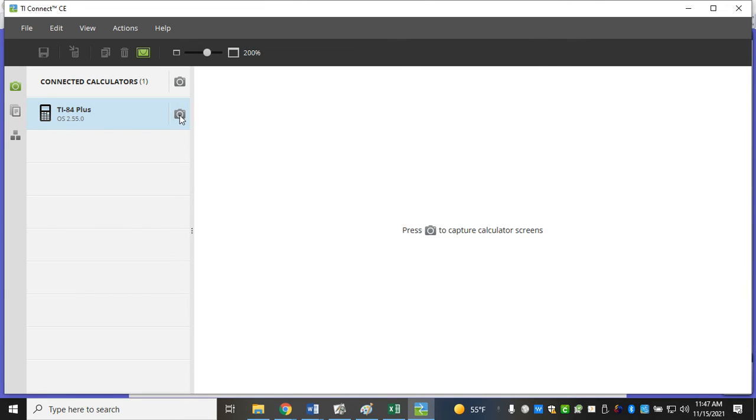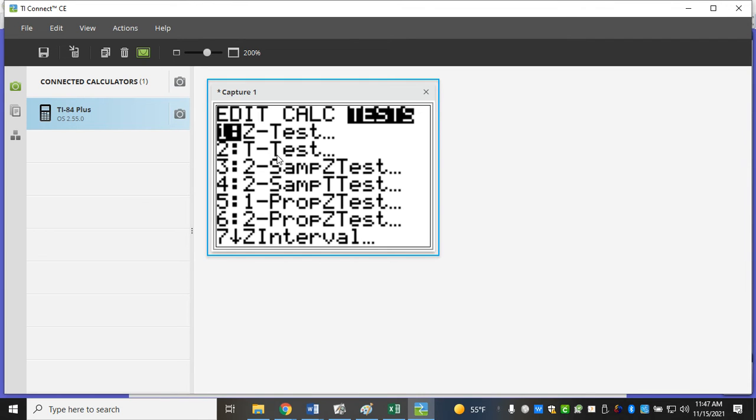So when I am first in my calculator, where do I go? What button? Stat, and then what? Tests. We've got tests, we've got intervals. We're dealing with the test. So we're somewhere in 1 through 6. Which one are we today? 6, because we are 2 proportion.